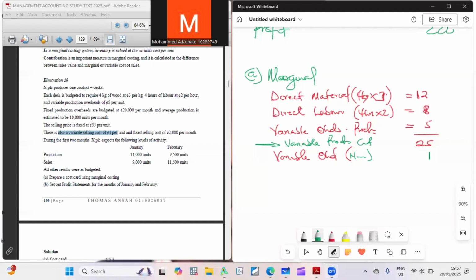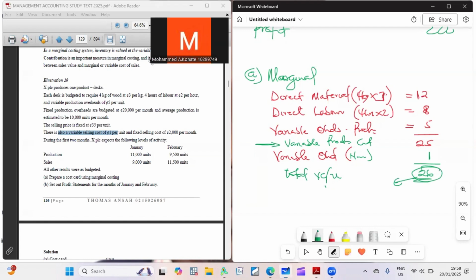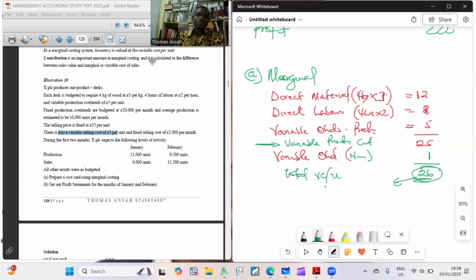So it means that here the total variable cost per unit will be 26. All right, so that is that. And this is what we will use to value our closing inventory. So take note of that. That is what we use to value our closing inventory. I hope it's clear. Do you understand? Yes. All right. So that is how you value it.